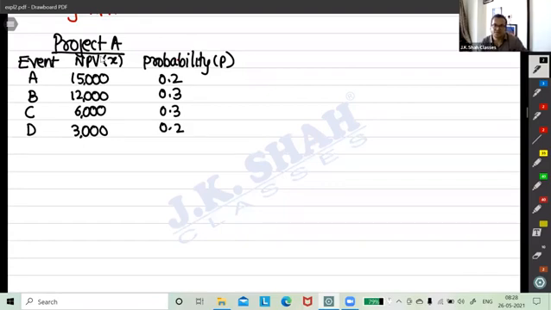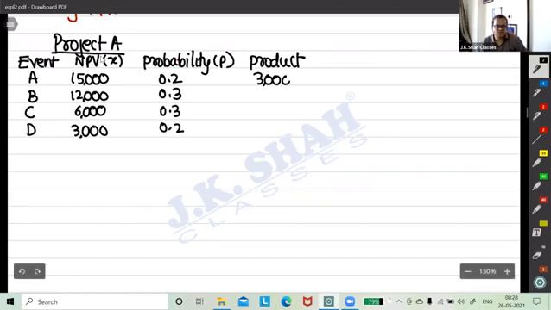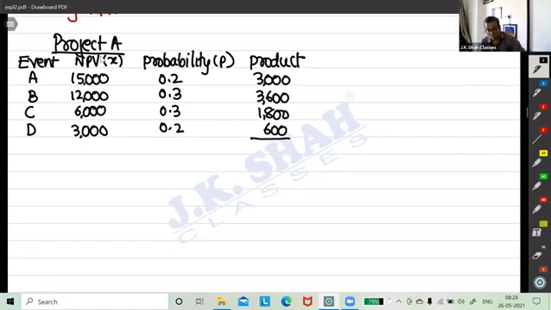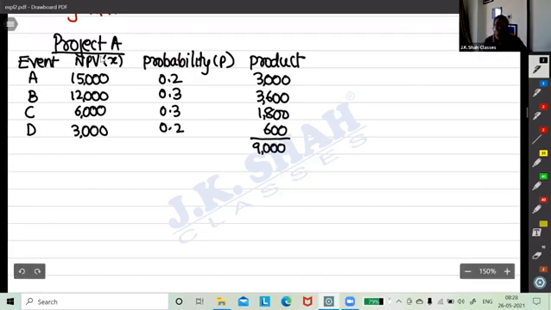So first we calculate the product. This will be 3,000, 3,600, 1,800, 600. $9,000. Correct, people? See, understand this 9,000 itself is going to be my X bar.